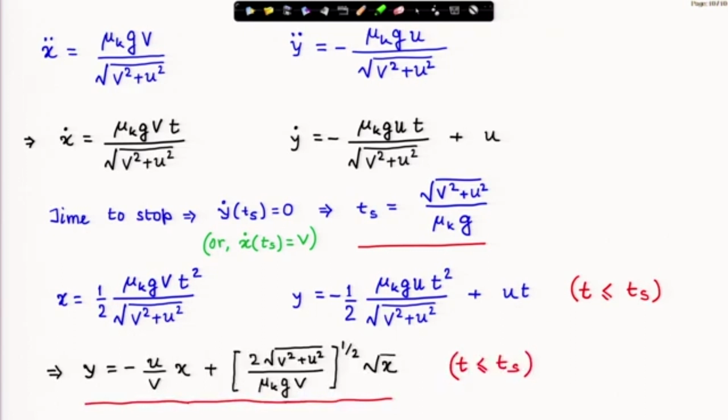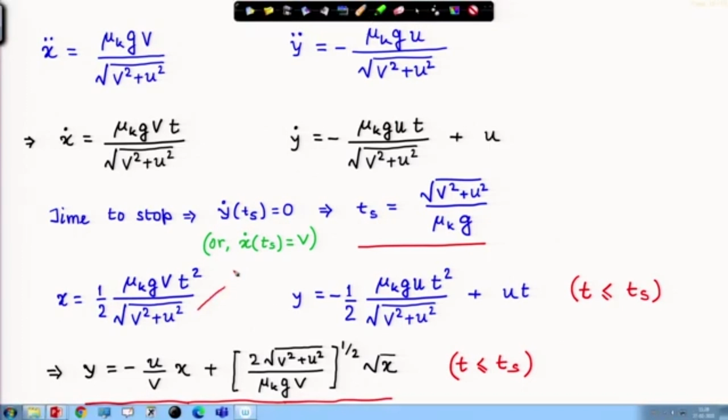I can find out the path. Now, the question was to find out the path as seen by the platform fixed observer. To find out the path, what I have done is I have just eliminated time between the two. How do I do that? I solve for time from, let us say, this and substitute here, and I get y as a function of x, and you can see that it varies as square root of x.